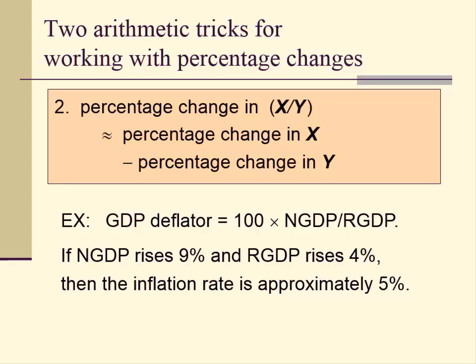Therefore, the percent change in the GDP deflator should be equal to approximately 9% minus 4%, that is 5%. And I'll explain during the Zoom session why that 100 disappears from this formula.